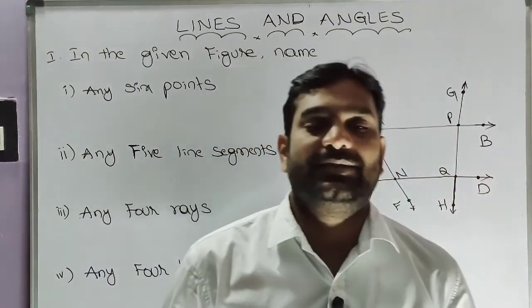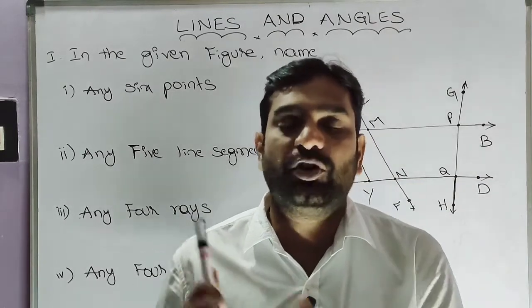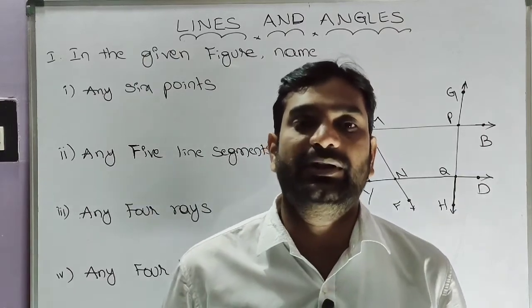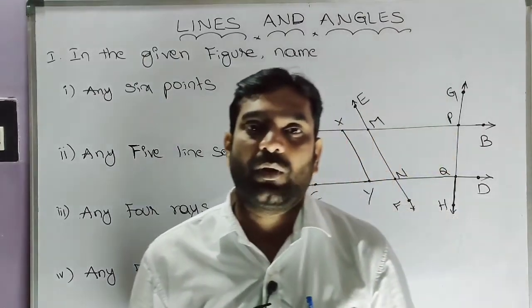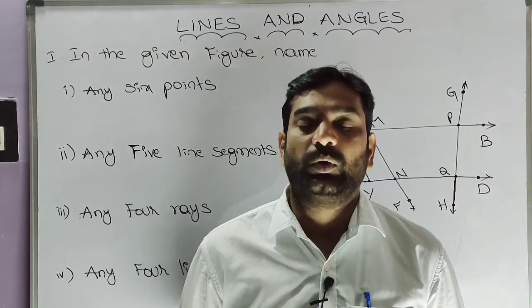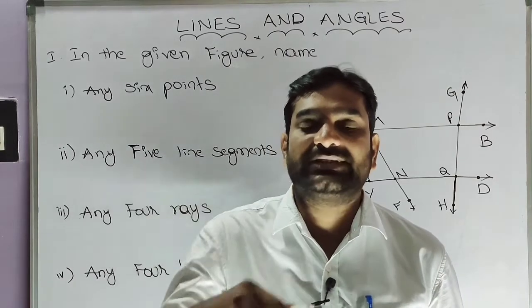Lines and angles. Yesterday we discussed the basic terms in geometry. I explained to you the basic terms in geometry. What is a line? What is a line segment? What is a ray? Collinear points, concurrent lines. We have discussed all of these.